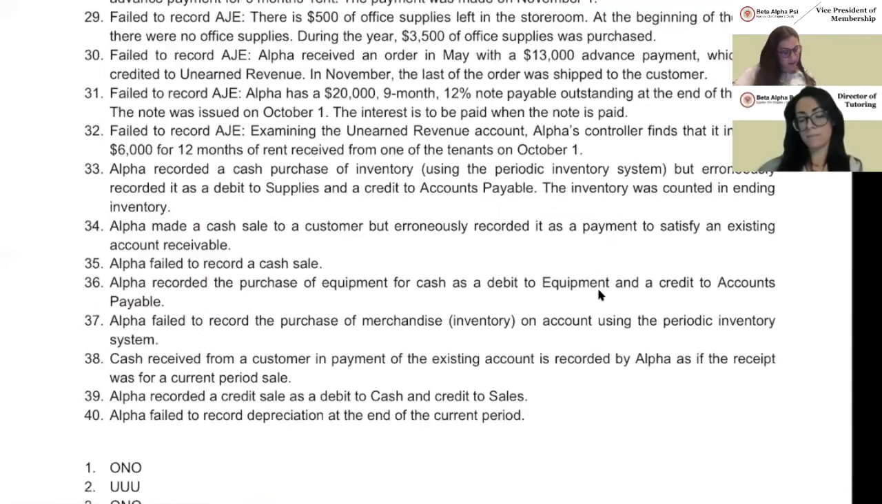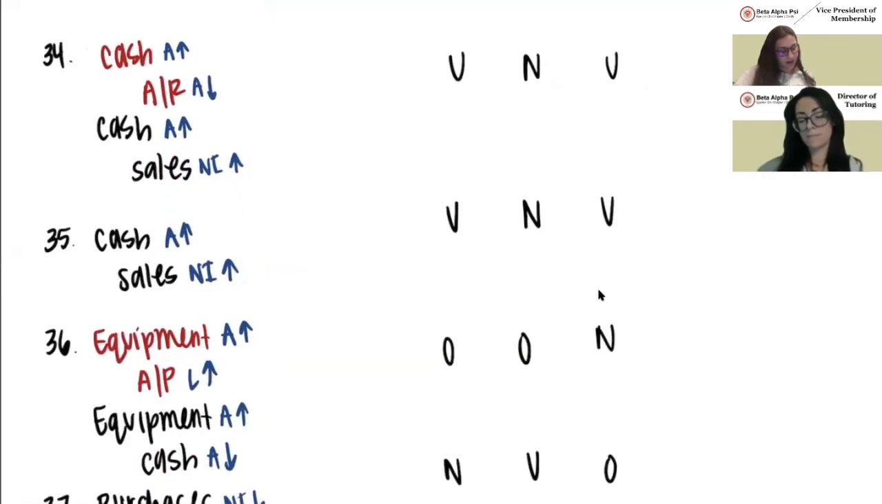35. Alpha failed to record a cash sale. So they just forgot to do a debit to cash and a credit to sales. Cash increases our assets, sales increase our net income. So assets should have been increased, they weren't, so they're going to be understated. Neither of these accounts affect our liabilities, so no effect on our liabilities. Sales should have increased our net income, so that's an understatement on our net income.